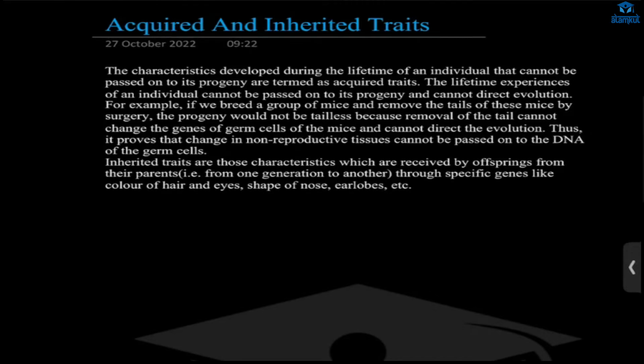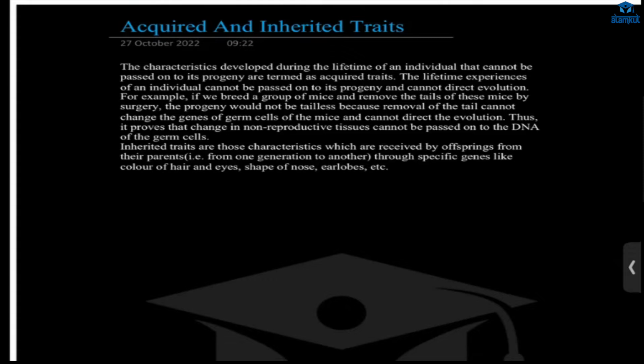That is the difference. So if we have mice, and we cut its tail, and then we allow it to reproduce, then when the young ones are born, will there be tailless mice or normal mice? Can anyone say? There will be normal mice. Okay, so here there is no change in the reproductive tissues, no change in the germ cells. Only here the change is occurring in the non-reproductive parts. That's why that tailless mice trait is acquired.